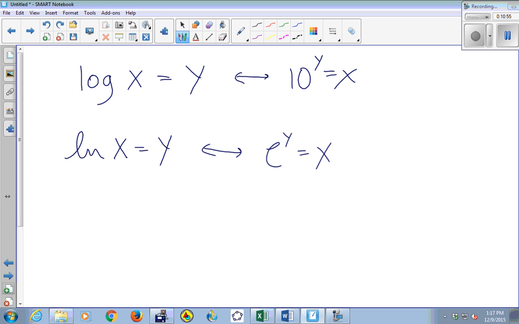E is a number. It's an irrational number. It's 2.718. It's kind of like pi. It goes on forever, never repeating. Sure. Yep. Your calculator has an E button also. So if you don't want to round it, you can just press E on your calculator.